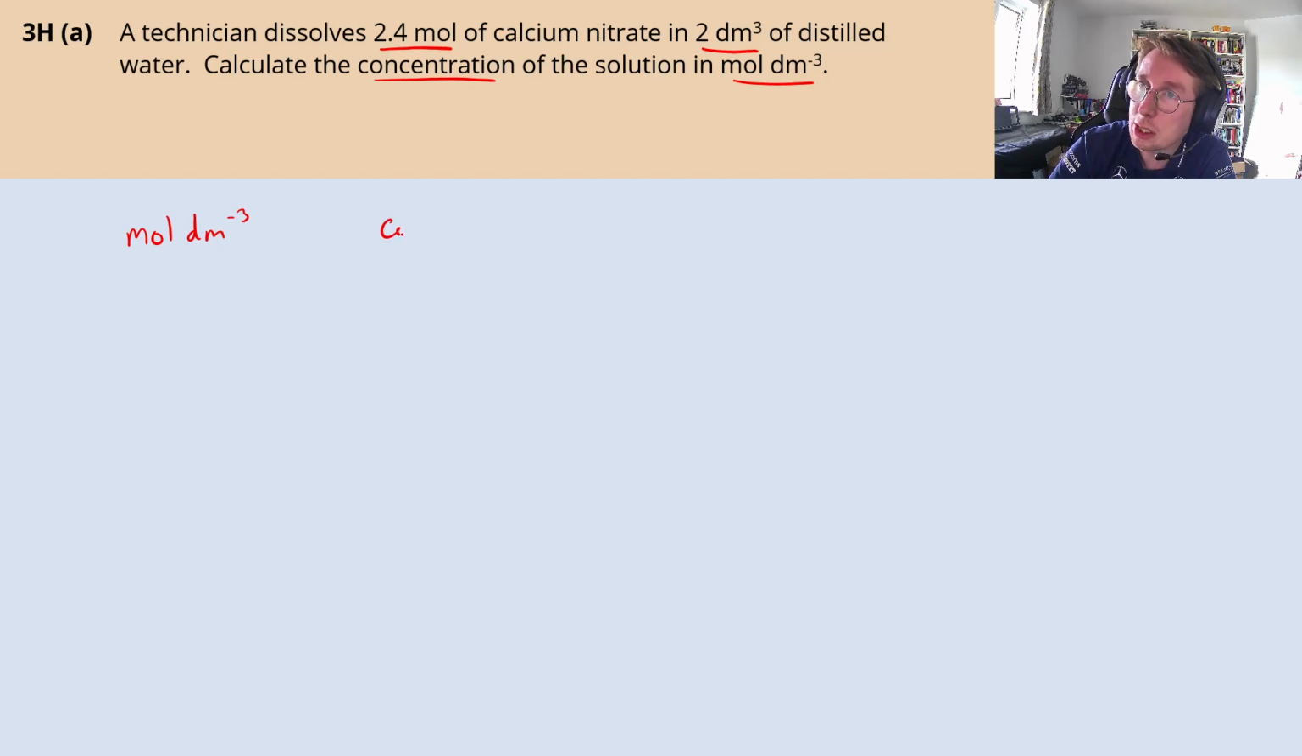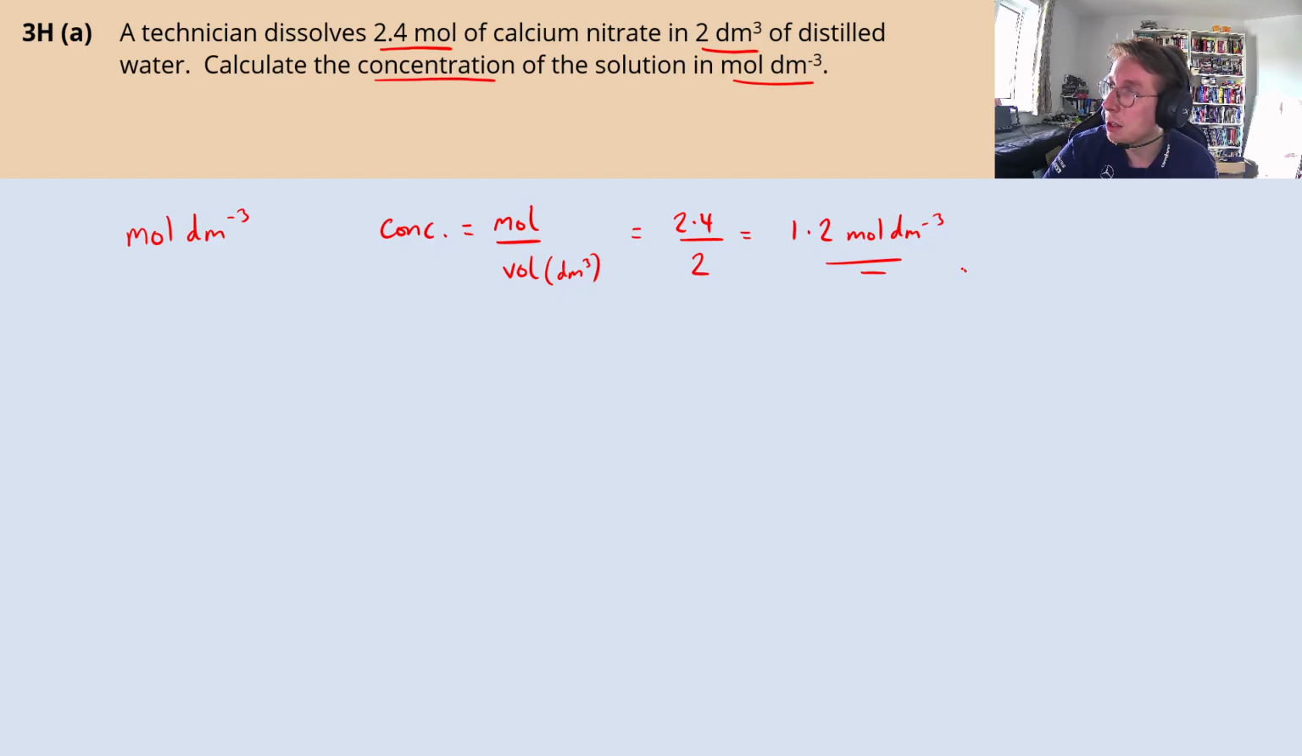So all we need to do to find the concentration is take the number of moles and divide it by the volume. But we just need to make sure that our volume is in the correct units of decimeters cubed. So with this one, we've got 2.4 moles. We're dividing it by the volume, which is 2 decimeters cubed, which gives us an answer of 1.2 moles per decimeter cubed. Okay, that's all we need to do there. It's worth a mark, job done. So just moles over volume.